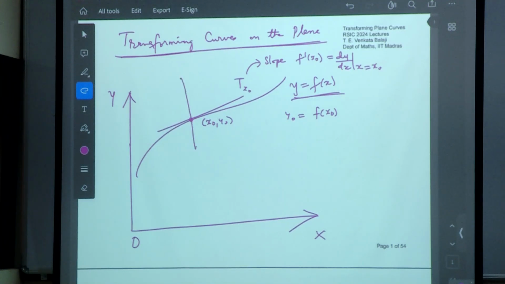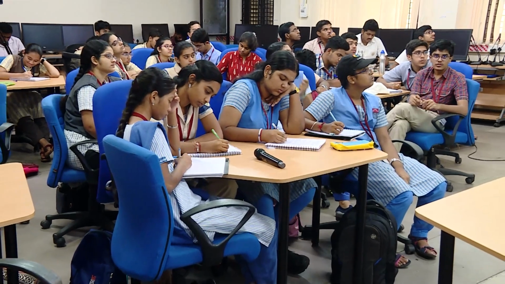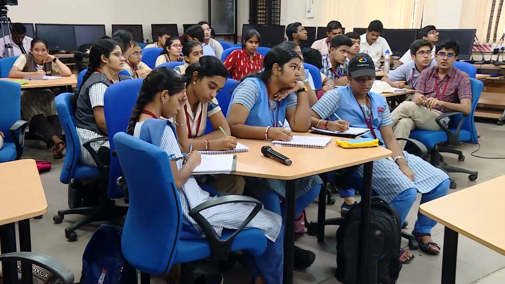So this is a normal at x naught. Okay, so at every point you have a tangent and you have a normal, and what I want is for these tangents to change continuously, which means that the slope of the tangents should change continuously. But the slope function of the tangent is just the derivative f dash. So you want f dash to be continuous. Okay, so smooth means f dash must be continuous.